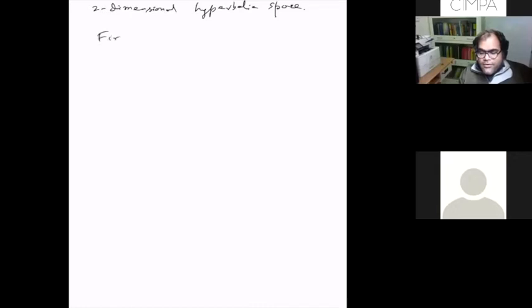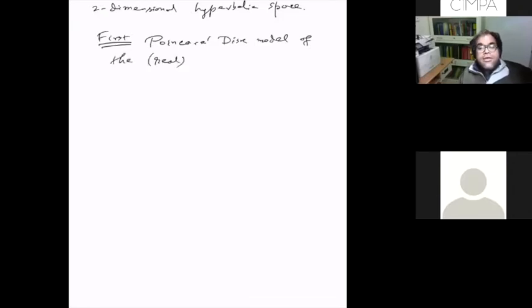So first, what we will discuss is the Poincare disk model. Here I would not call it a ball. Here it is just the disk model of the two-dimensional hyperbolic space over reals. Okay, so today all my hyperbolic spaces will be two-dimensional real hyperbolic space.